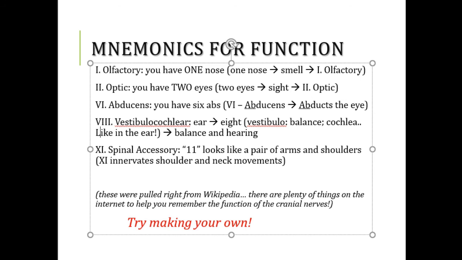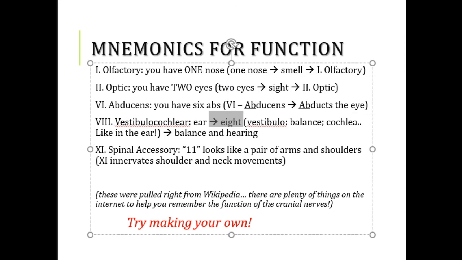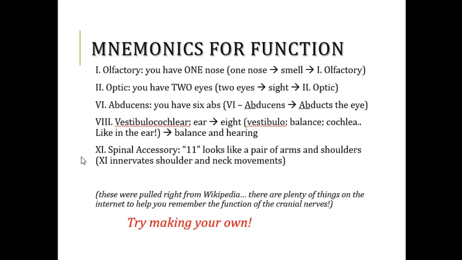So then we have vestibulocochlear. So 8, vestibulo, which is for balance, and cochlear, like in the ear, balance and hearing. We have spinal accessory, 11. 11 kind of looks like a pair of arms and shoulders, which innervates the shoulder muscles for neck movements from left to right. I just found these on Wikipedia, and there are tons of other mnemonics that can be helpful to remember function, or just try making up some of your own if you saw or thought about something going through the lecture.